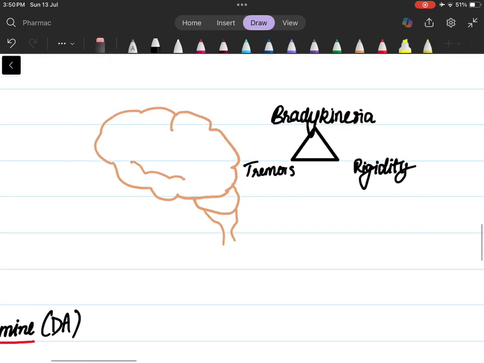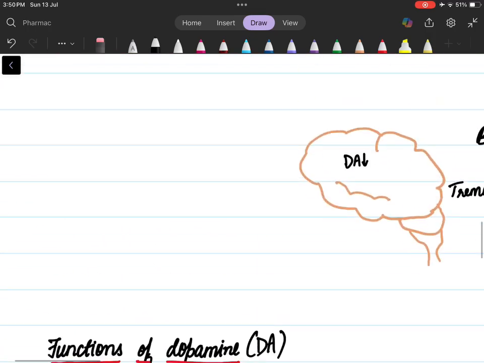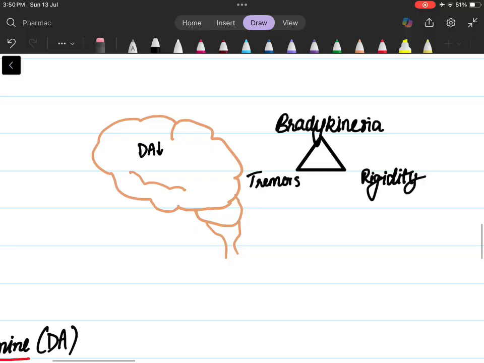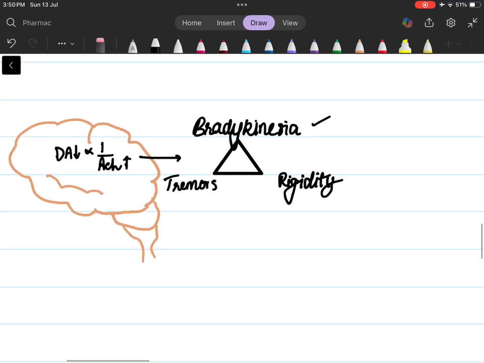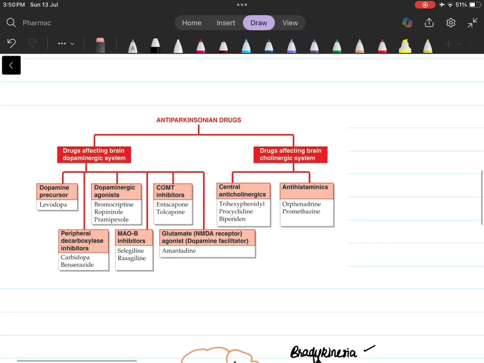Now, what happens in Parkinson's disease is there is less dopamine in the nigrostriatal pathway, this first pathway that we talked about. So, this may be because of neurodegeneration, environmental factors, a lot of different etiology for that. But that is beyond the scope of this video. Dopamine decreases, there is an inverse relationship with acetylcholine. So there's excess of acetylcholine, and that produces the triad of Parkinsonism, which is bradykinesia or hypokinesia, tremors, and rigidity. So, how do we tackle this?